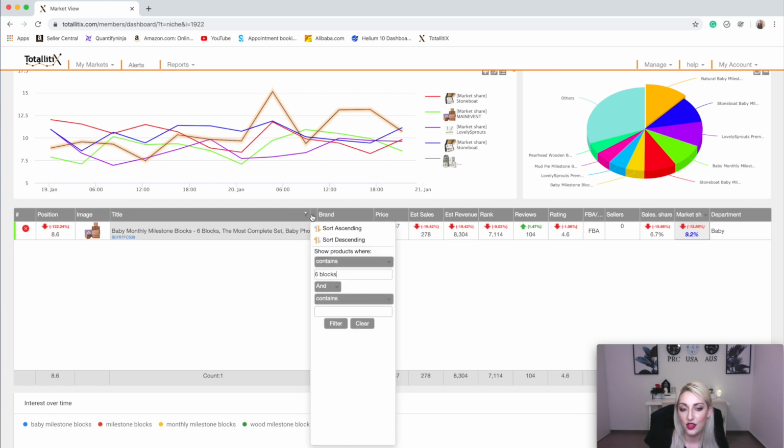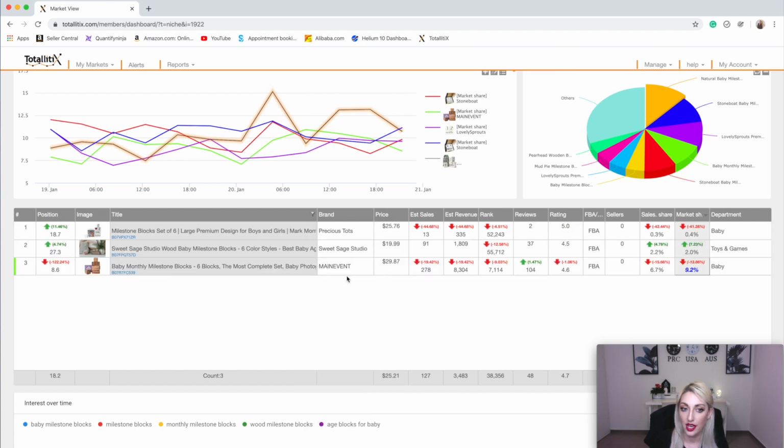Now, if I change that to just the number 6, so 6 color styles, block set of 6, and 6 blocks, I just wrote 6 and I can see that there are 3. So if that is my differentiation point, this software is going to help me understand who is going to be the exact competition that I'm up against, and I'm going to be able to really keep an eye on them. So this also helps you to find a differentiation.